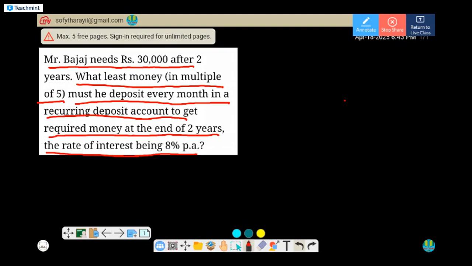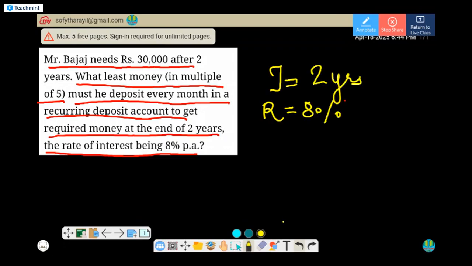Okay, Nidhi, tell me what all information do we have with us? The time is 2 years. The rate of interest is 8%, correct? And that's the maturity value given to us as rupees 30,000. Okay, we don't have any other information. We just have these with us.